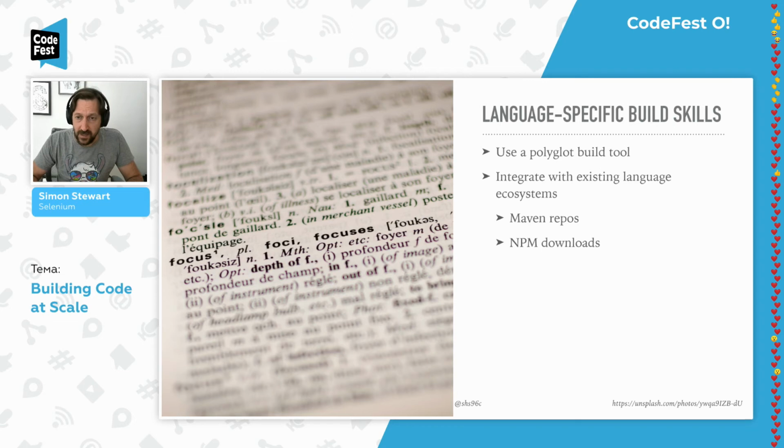In the same way, you want your build tool to be able to integrate with existing language ecosystems. So in the Java world, that means being able to download from Maven repos. In the JavaScript world, NPM. And in the Go world, you want to be able to pull in Go modules and be able to use those too. And in the same way, you want to be able to publish back into that system so other people can take advantage of your hard work. But ideally, what we would have is a single build tool that has a common UI that everyone is familiar with and a common way of structuring the build files that people can use.